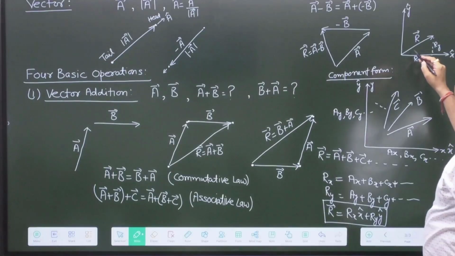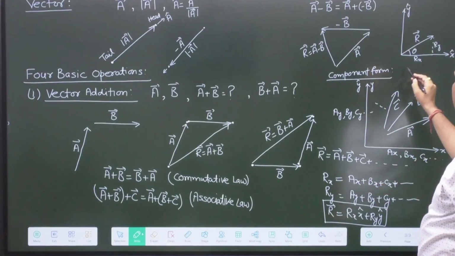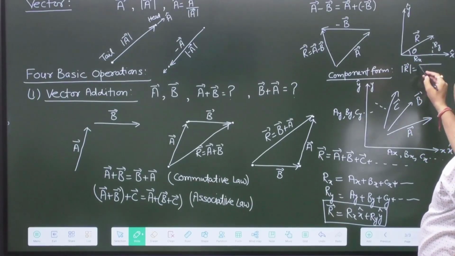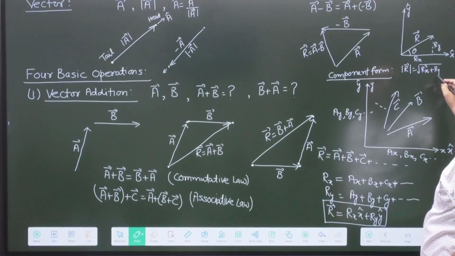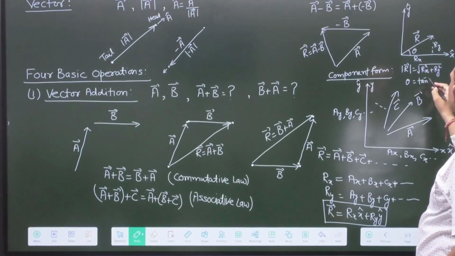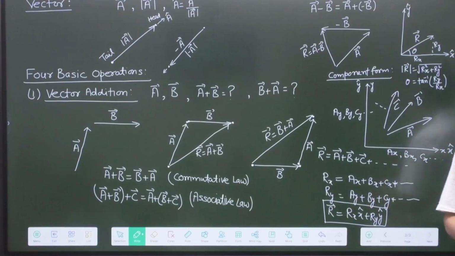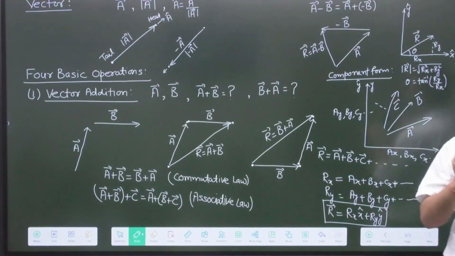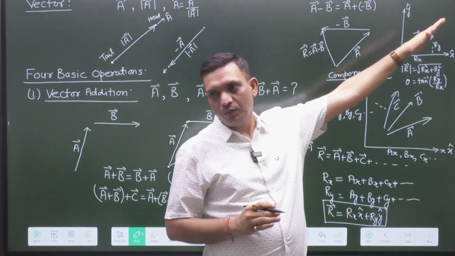And we will discuss that if theta is the direction and you know Rx and Ry, the magnitude of R will be given by the square root of Rx squared plus Ry squared, and the direction theta is given by tan inverse of Ry by Rx. So if you know components x and y, you know the magnitude of the resultant and the direction with respect to x. This theta is the direction with respect to x.